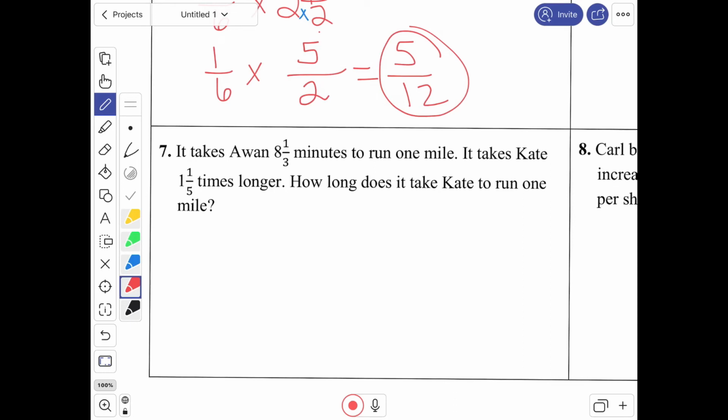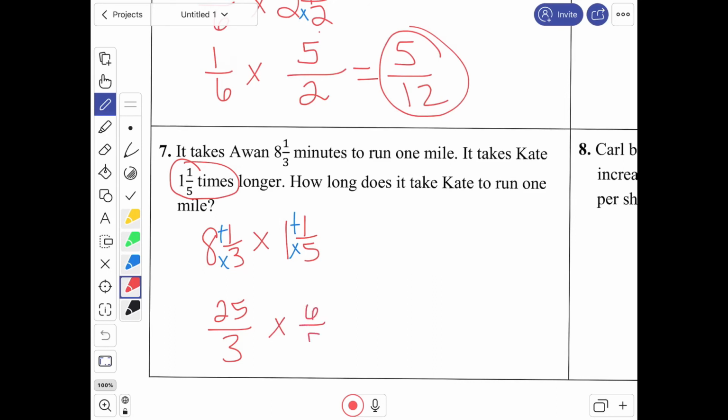Number 7. It takes Awan 8 1/3 minutes to run 1 mile. It takes Kate 1 1/5 times longer. How long does it take Kate to run 1 mile? 8 1/3 and 1.5 times longer. Change those mixed numbers to improper fractions. So 3 times 8 is 24, plus 1 makes 25 over 3 times 5 times 1 is 5, plus 1 makes 6. 6 over 5. Ooh, we can simplify.